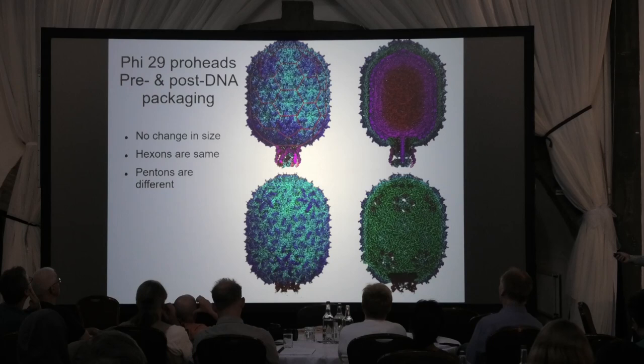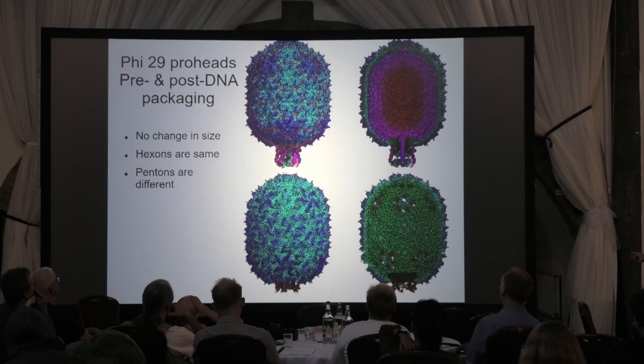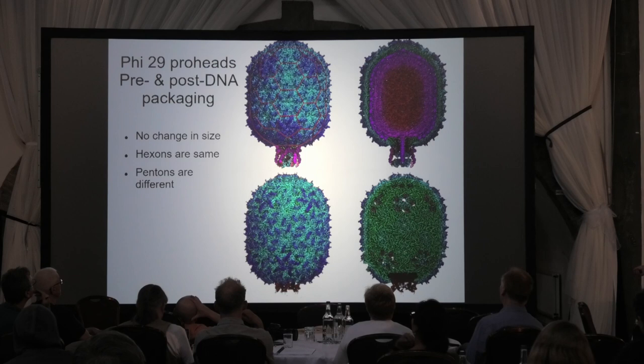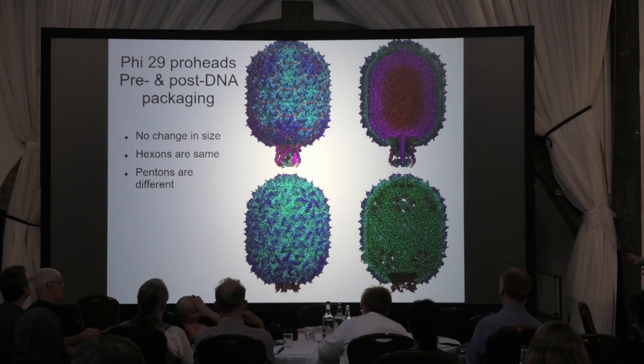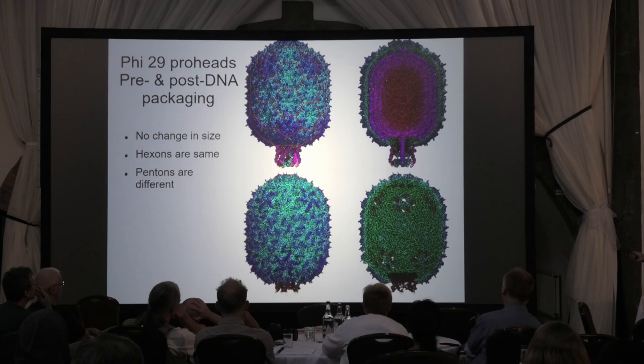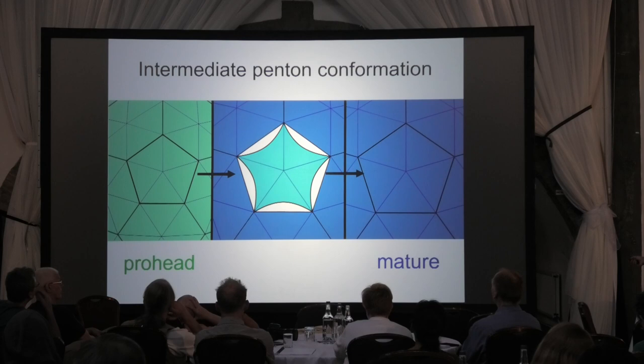So, by coincidence, while we were studying the motor function of the DNA packaging motor of 529, we found particles both before and after the DNA had been packaged, and we noticed that the capsid was actually different before and after the DNA packaging, even though the size remained more or less exactly the same, and the hexons, which make up the majority of the capsid, are all the same. The pentons were different, and even though the DNA is in the way, you can kind of see the difference in the pentons here. And this different state in the empty capsid turned out to be sort of an intermediate conformation.